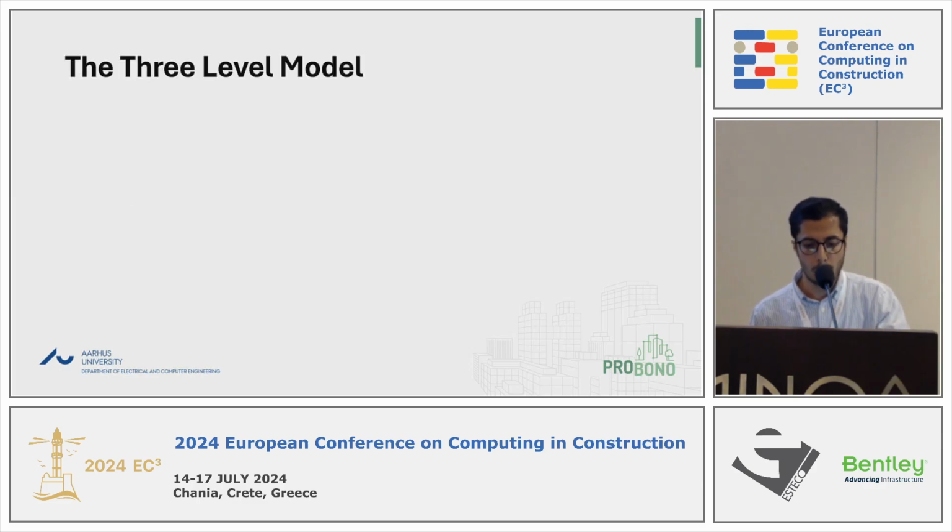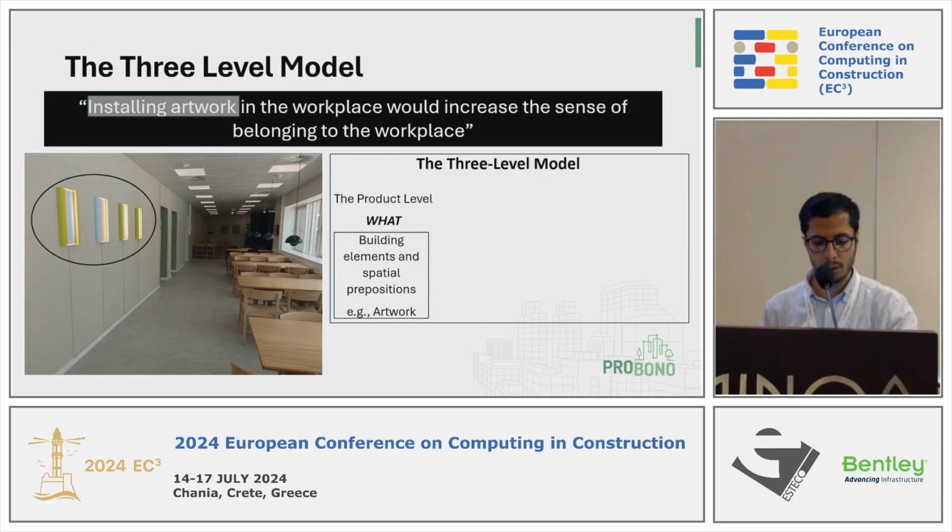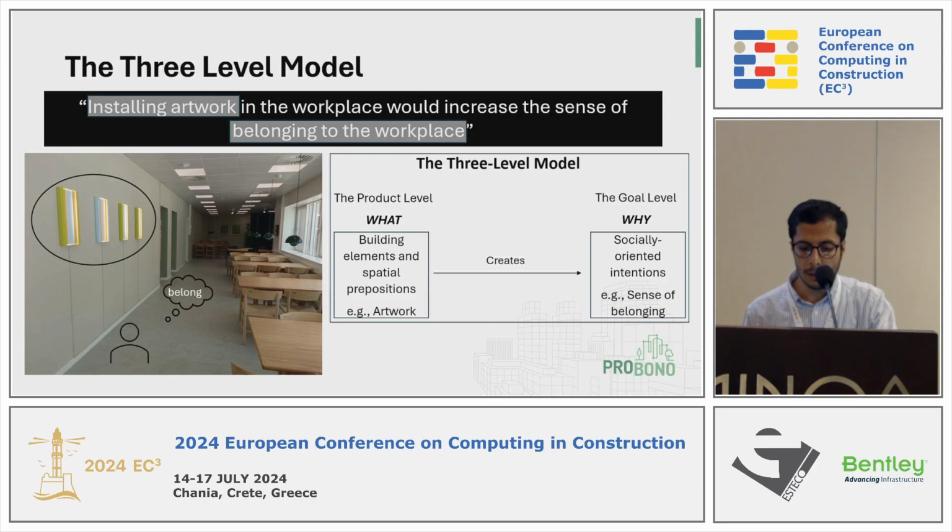So the three-level model. I will go back one more time to the same quote from the architect I have just used. Installing artwork in the workplace would increase the sense of belonging to the workplace. If we divide this argument into two pieces, the first one is the artwork itself. I call that the product level. It's what building elements are we talking about here. And that creates a goal level value, which is the sense of belonging to the workplace. Those are the main components that make the basic model.